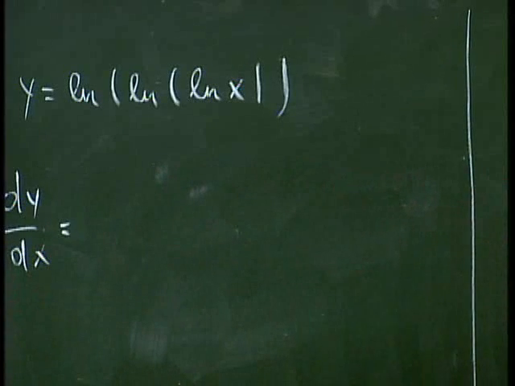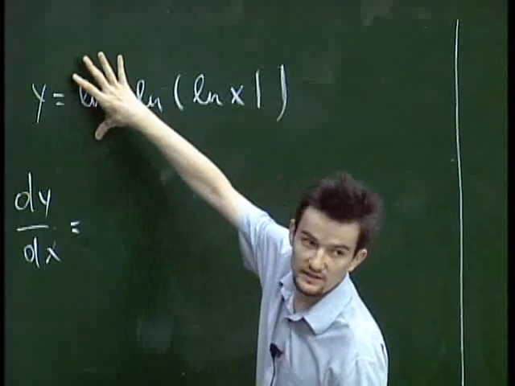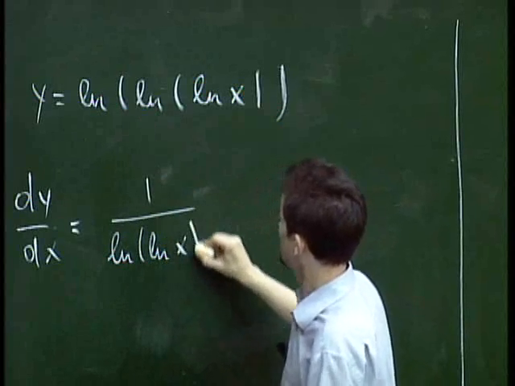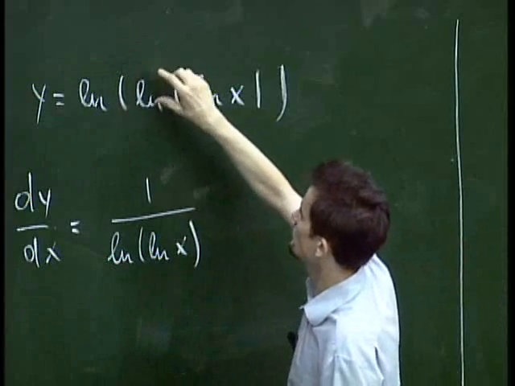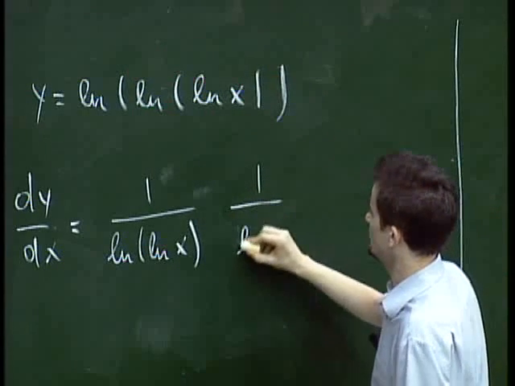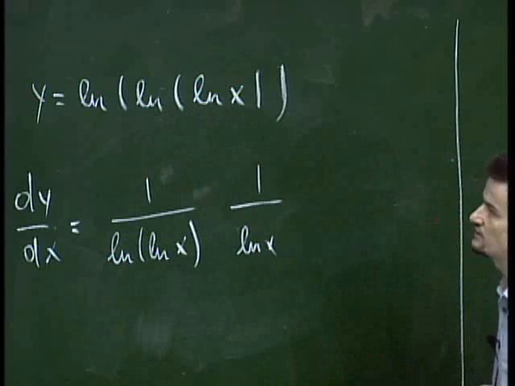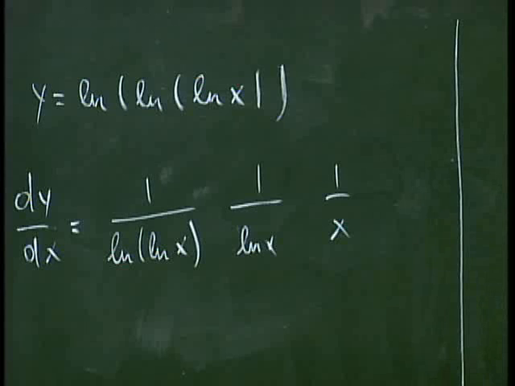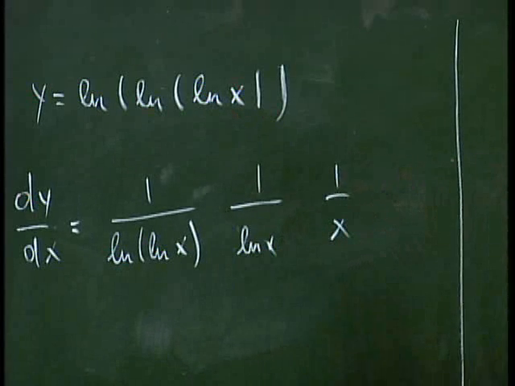So we use the chain rule. We first look at the outer function and take the derivative. So we have 1 over ln x. Now we can forget about this and look at the remaining part. The derivative of the remaining part is 1 over x. So the derivative of this function is given by this function here.